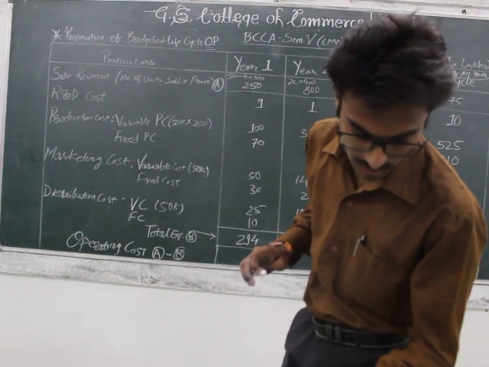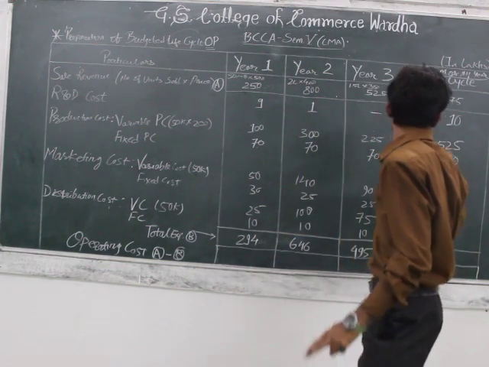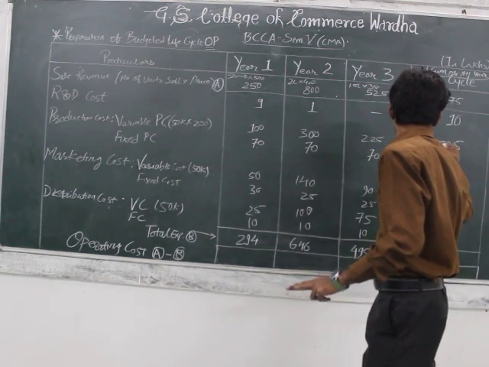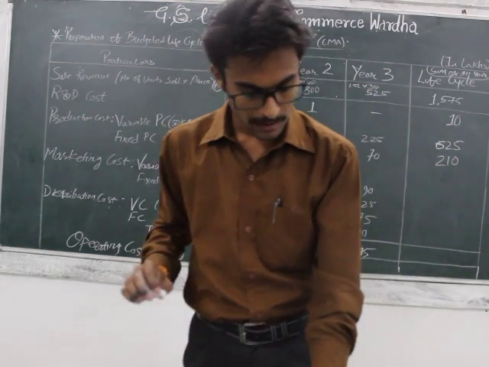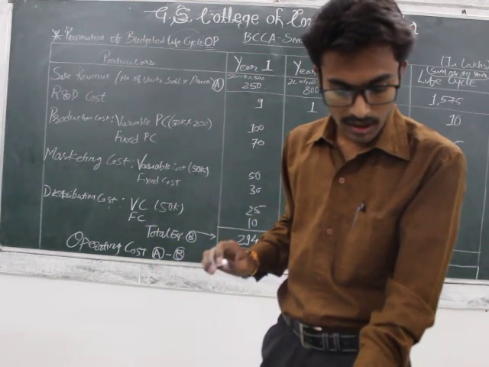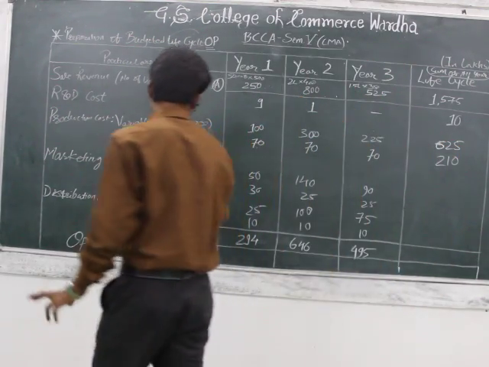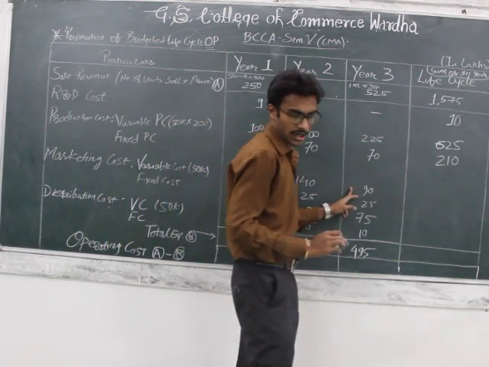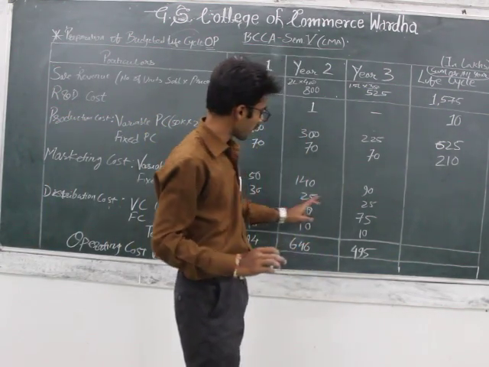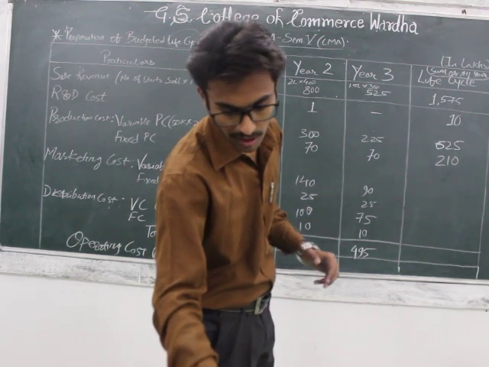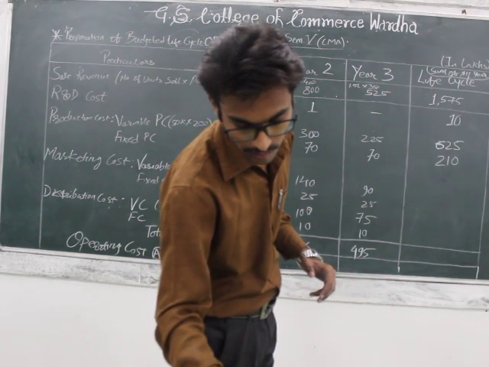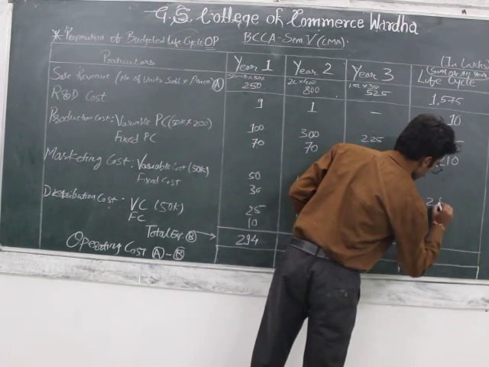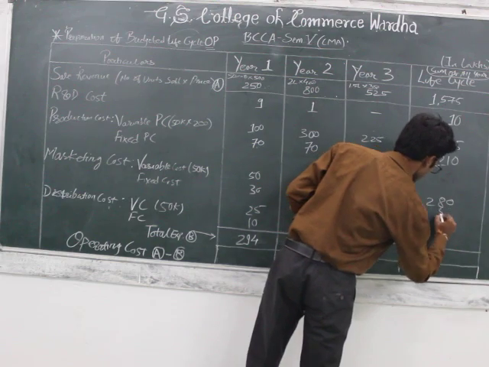Production cost comes to 675 and 210. Now we will be calculating marketing cost. Marketing cost again has two: variable cost and fixed cost. 50, 140, 90, 30, 25, 25. So we will have figures of 280 and 80.